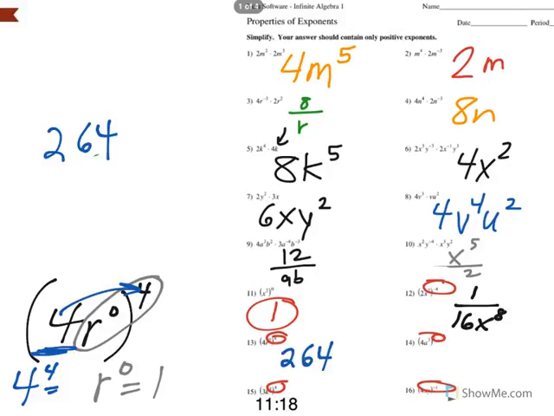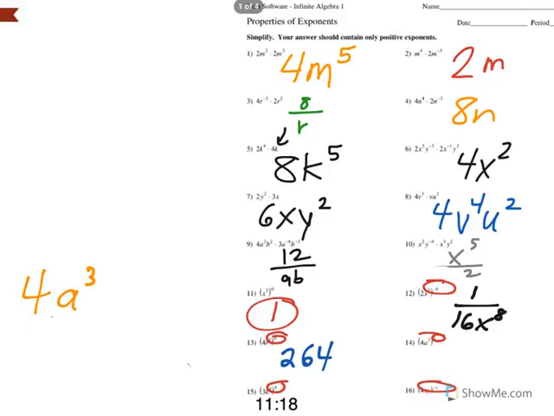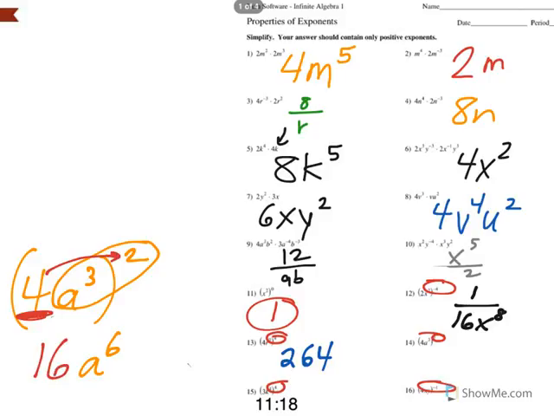256, and that's it, because the r to 0 became 1, so you're not going to put times 1, you'll just leave it as 256. Number 14 is next, and we have 4a to the 3rd, all to the power of 2. So a to the 3rd squared is a to the 6th, power to a power, you multiply. Don't forget about that coefficient, 4 to the power of 2 as well, which is 4 squared, which is 16. That is 16a to the 6th.